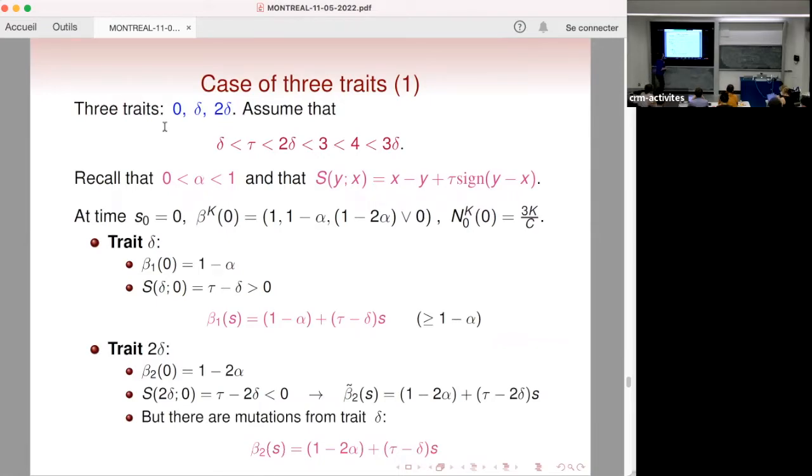So at the beginning, we take the population with trait 0. I have my initial condition here. The first exponents are 1 minus alpha, 1 minus 2 alpha. That's written here. To simplify, let us assume that 2 alpha is less than 1. And so we compute, using the result I have shown here.